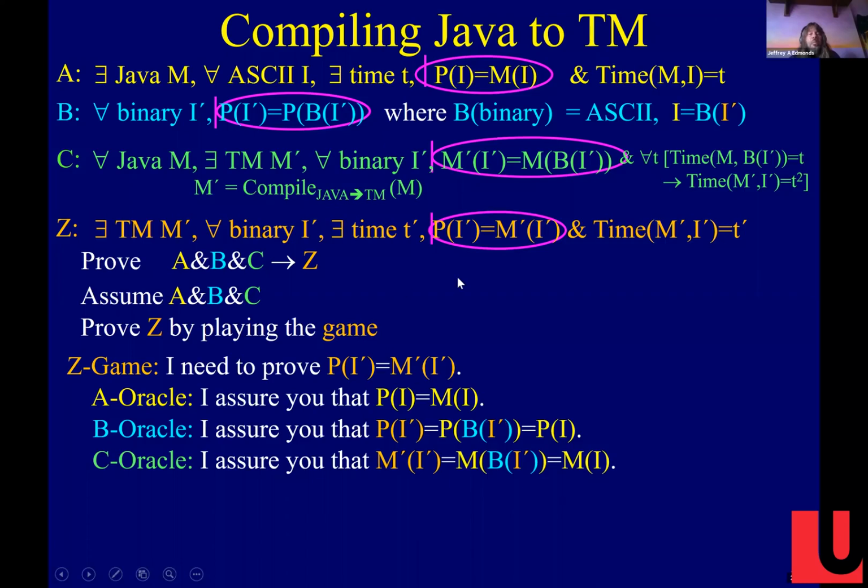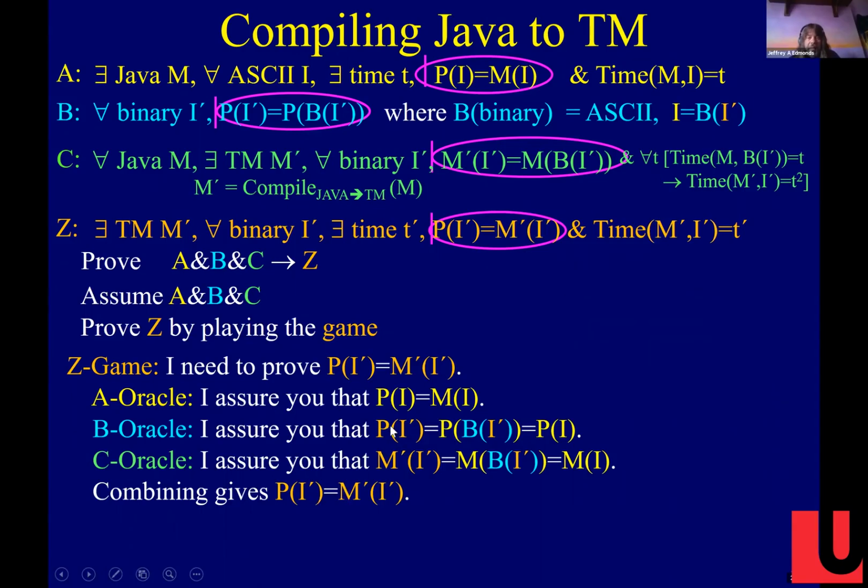And then what does the compiler assure us? The compiler assures us that the Turing machine's output and the Java program's output are the same, right? So now we have these three statements, right? And if you follow them along, you can show that we get what we want. This is what we want. How do we do it?